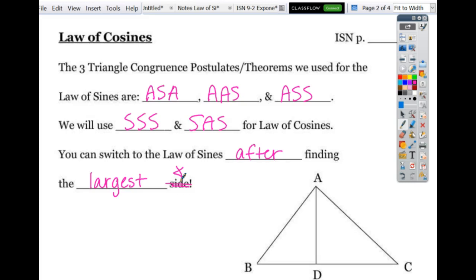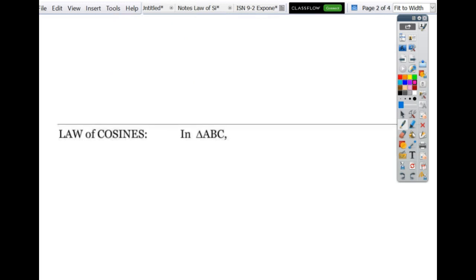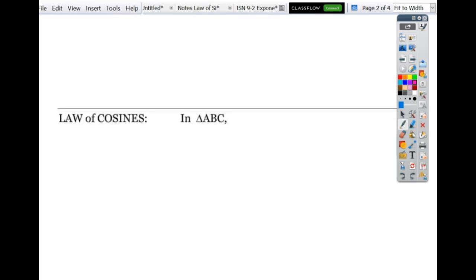Okay, so in my last class, I showed them how this worked, and that was not a good choice. So I'm just going to show you the actual formulas. So here's the law of cosines.